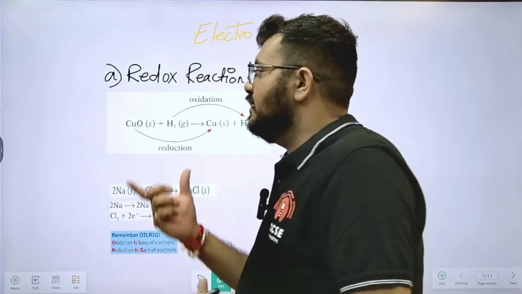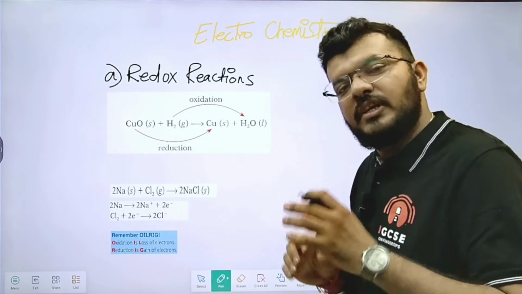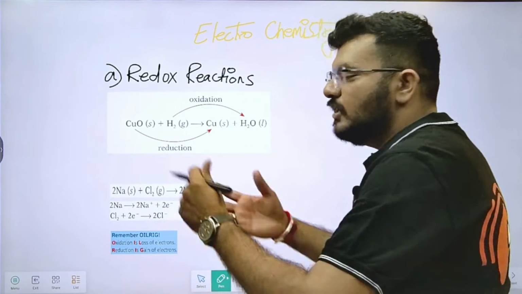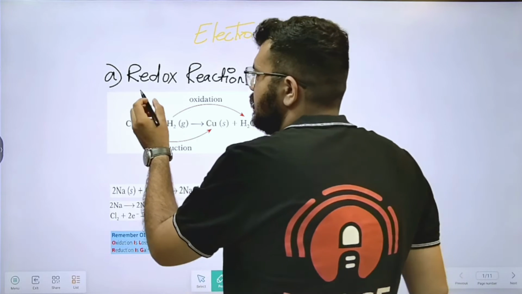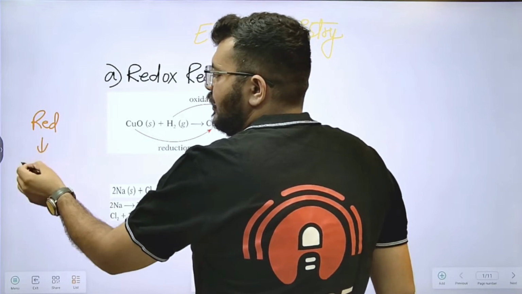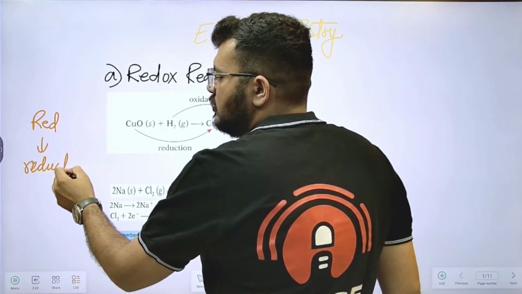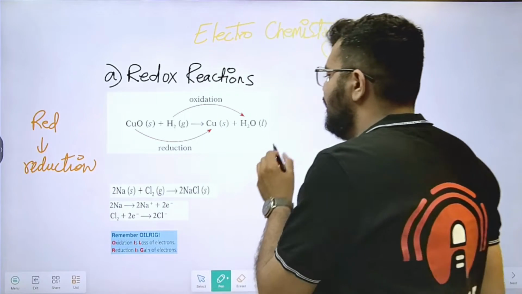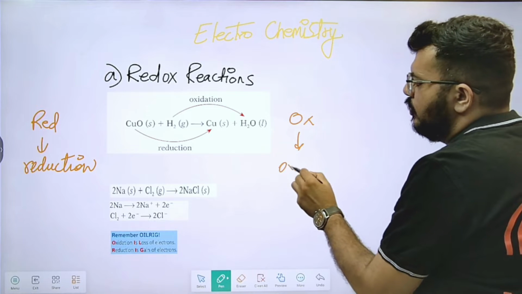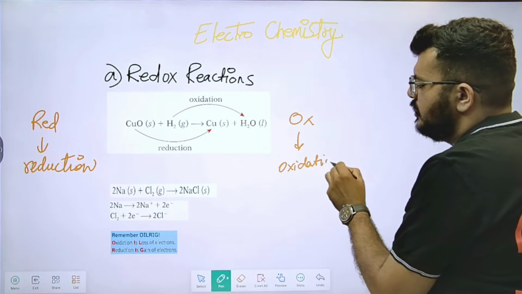First part of this is redox reactions. So let's first understand what redox reaction means and what these basic words and definitions mean. Redox reaction: red stands for reduction, and ox stands for oxidation, right?